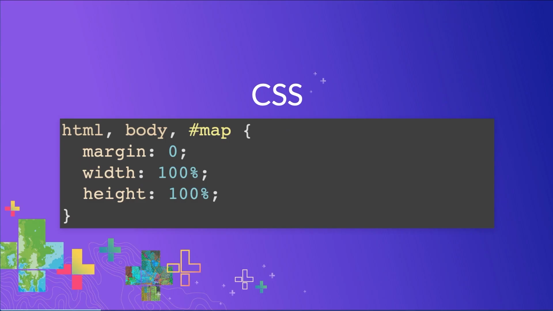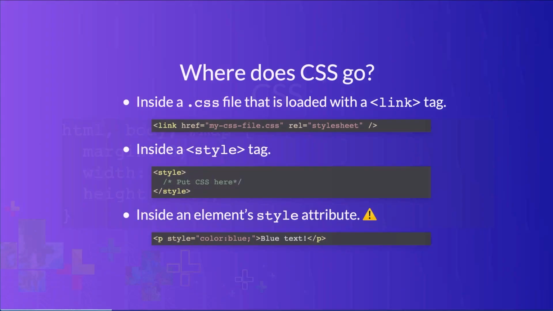Let's talk about cascading style sheets. CSS is a language for specifying how HTML documents are presented to users, how they're laid out, what typefaces they use, and what colors different elements should be.